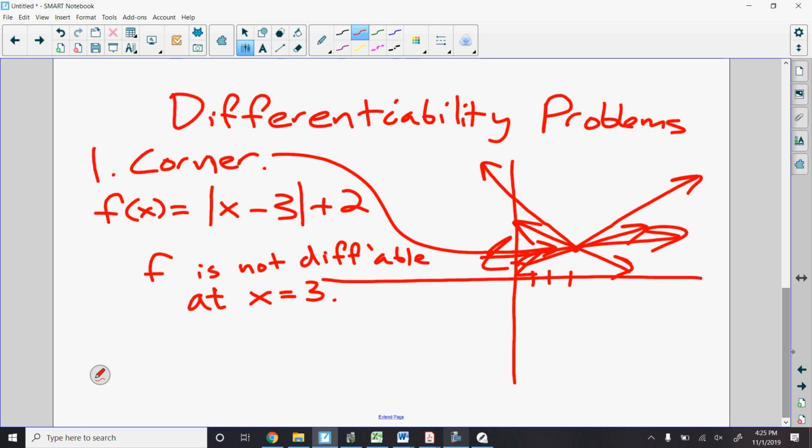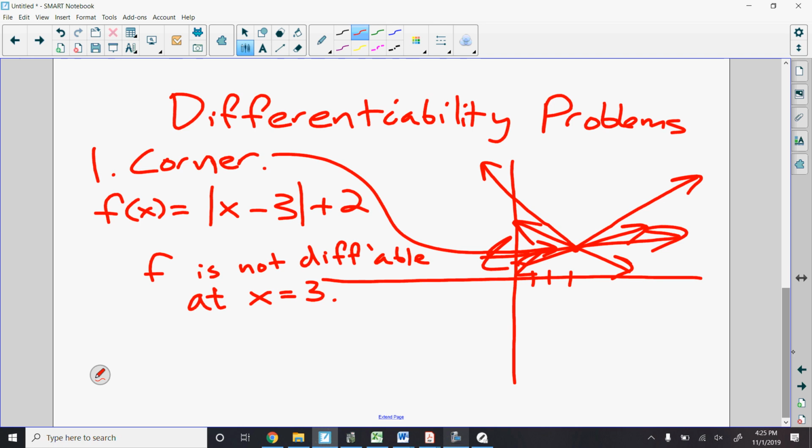Now, that graph, now that I marked it all up, was that graph continuous? Well, continuous means I can draw it without picking up my pencil. Yes, I can. So it was a continuous graph. There weren't any holes, jumps, or asymptotes, but it was not differentiable. Okay, so it fails differentiability, but it still passes continuity.